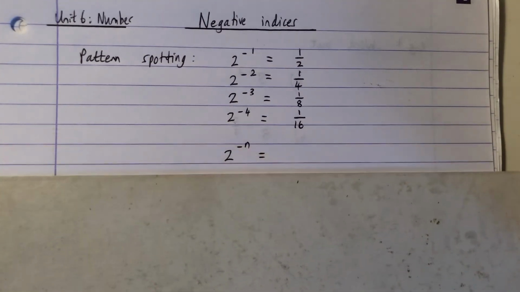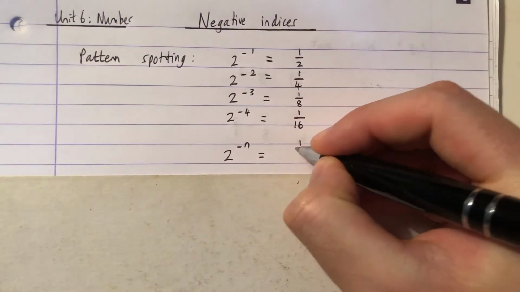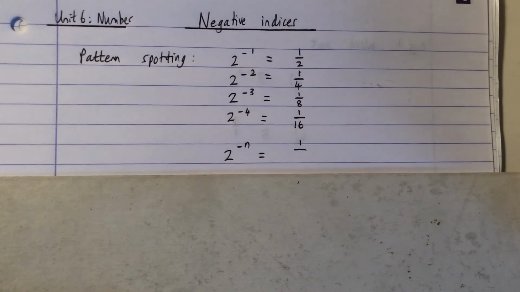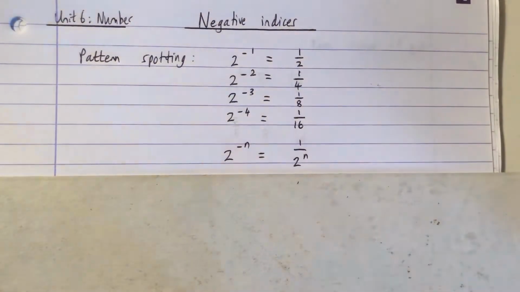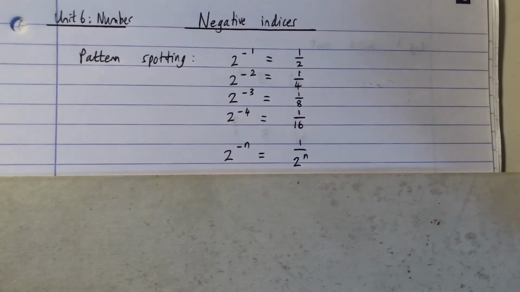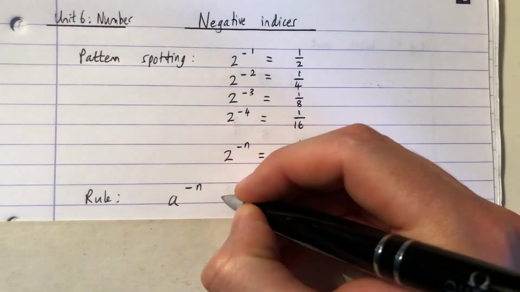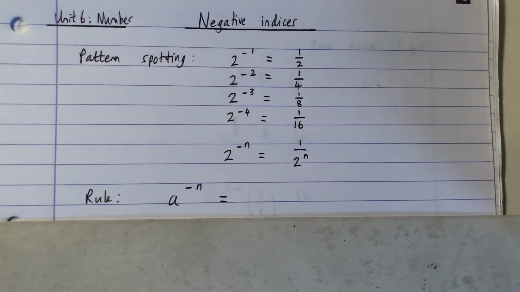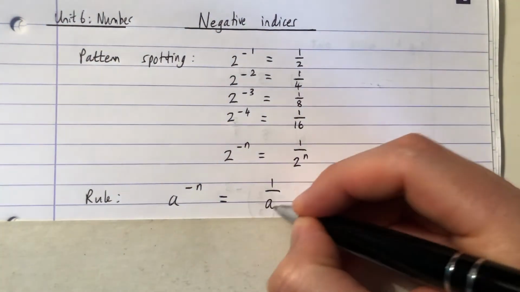And the pattern is that if you've got a number like 2 to the power of minus n, then you have a fraction 1 over, and the denominator of the fraction just becomes 2 to the power of n. And this pattern works for every single base, as long as the base is not 0. So a to the power of minus n would be 1 over a to the power of n.